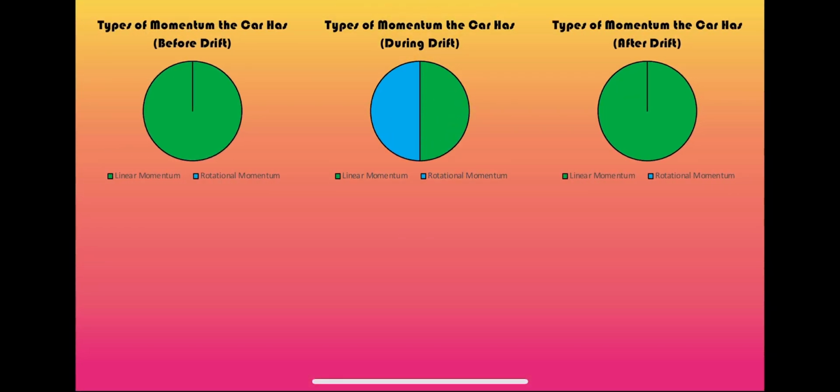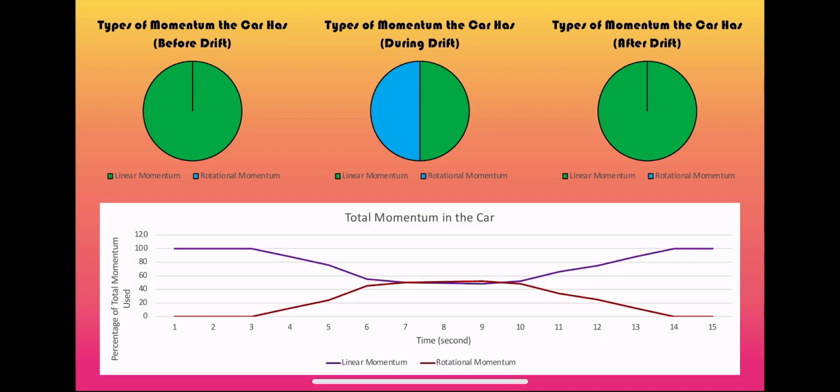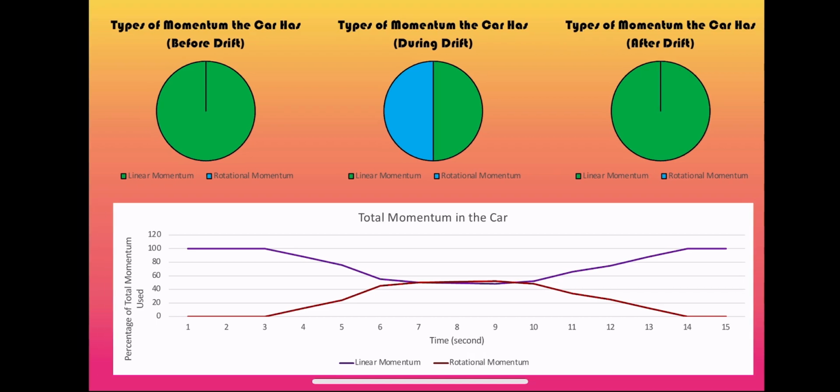Now when you're drifting, the total momentum is conserved, as stated by the law of conservation of momentum. This means that at any point in the drift, the car must have the same momentum. Thus, when the car is entering the drift, it is losing its linear momentum and gaining more rotational momentum. The opposite is also true. When the car is exiting the drift, it is losing its rotational momentum and gaining its linear momentum.